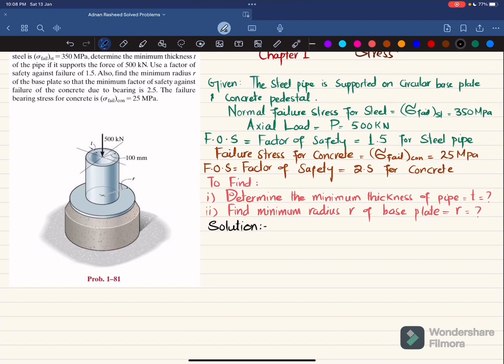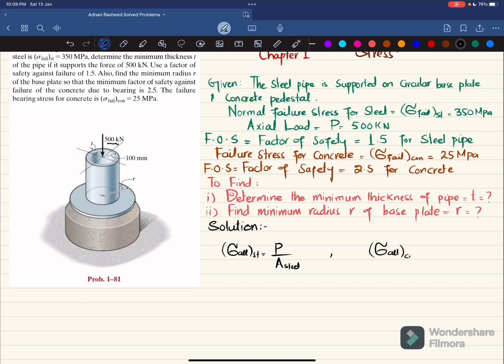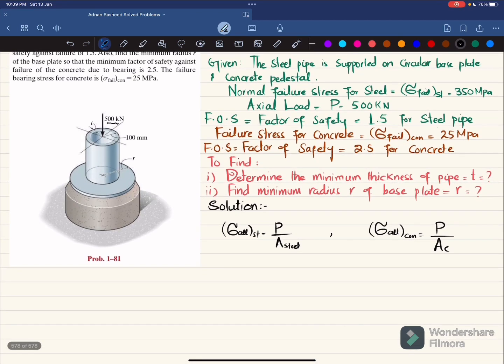We can see we have steel pipe and concrete. We know that allowable normal stress for steel is equal to this load, which is acting as 500 P, divided by the area of this pipe, the area of steel pipe. Similarly, allowable bearing stress for concrete is equal to this load P divided by the area of the concrete. The area of concrete is the same as the area of this base plate.